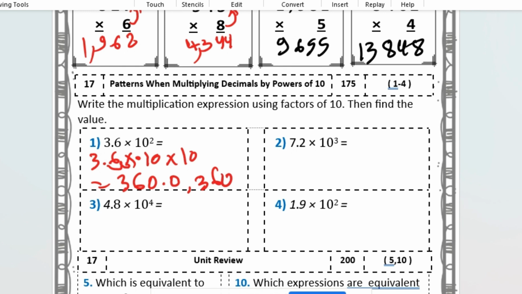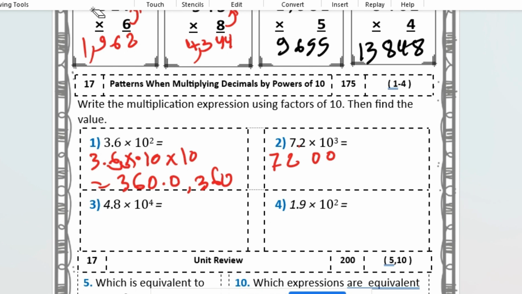So here this will be 3 units. So 7.2, we move this 1 unit. 2 units, we put 0. 3 units, we put another 0. So the answer is 7,200.